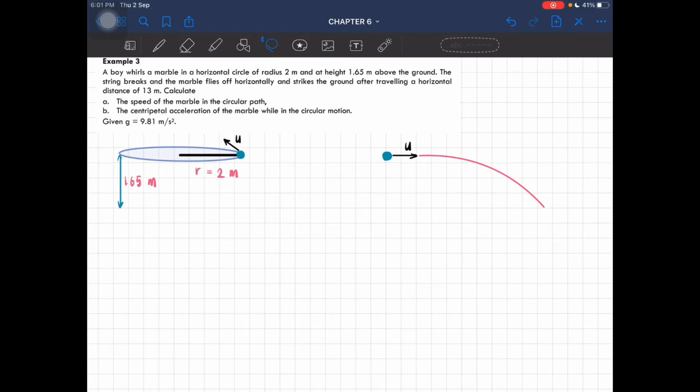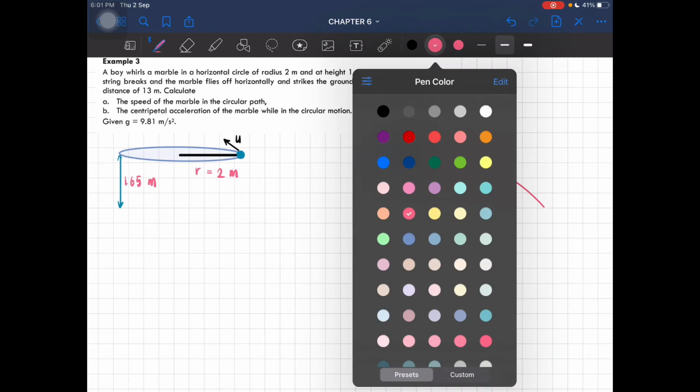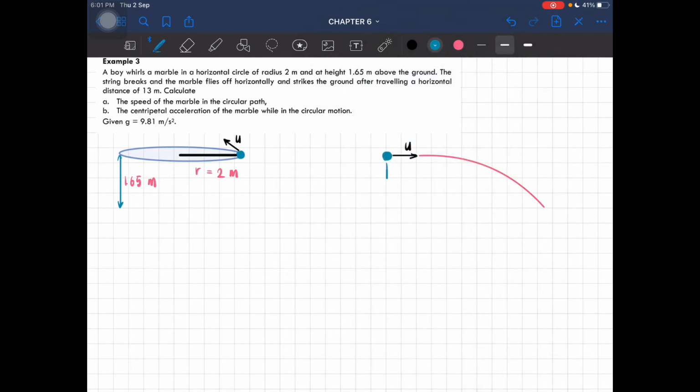And then basically this distance is still the same. This is still 1.65 meter. And then it gives the range, the distance it traveled horizontally, which is sx, chapter 2, which is 13 meter. Okay, so that is the situation. This is how you try to imagine the situation that is happening based on the question.